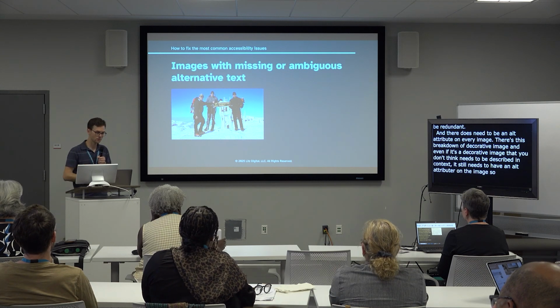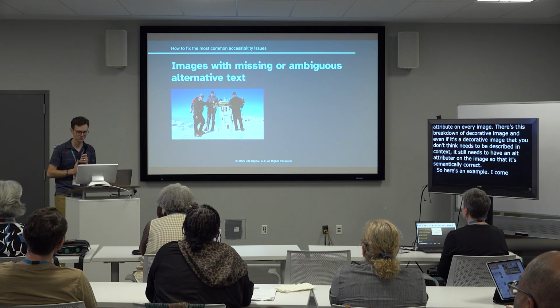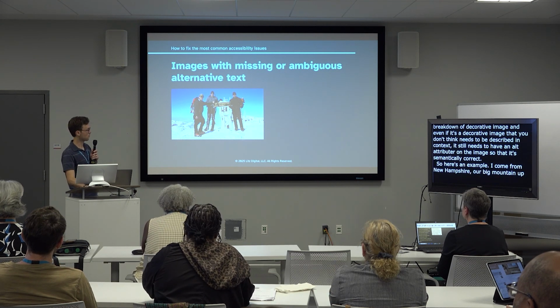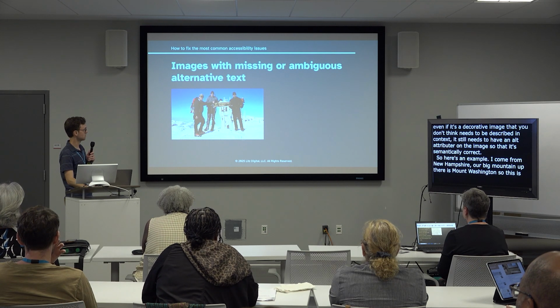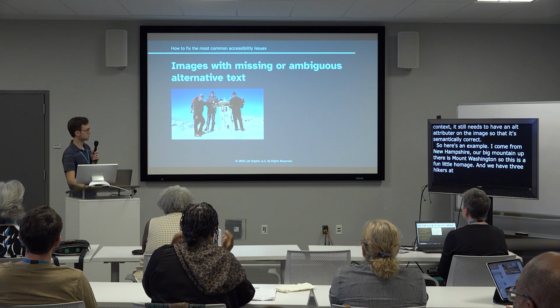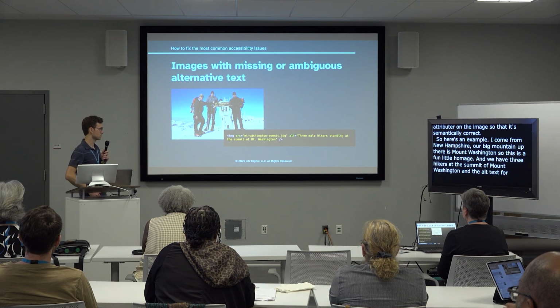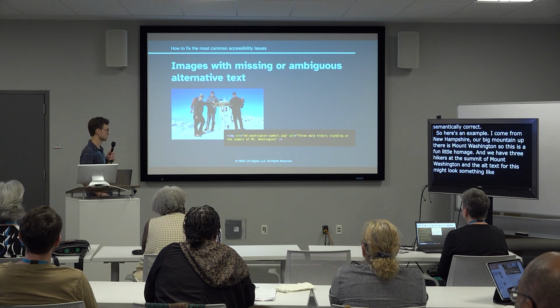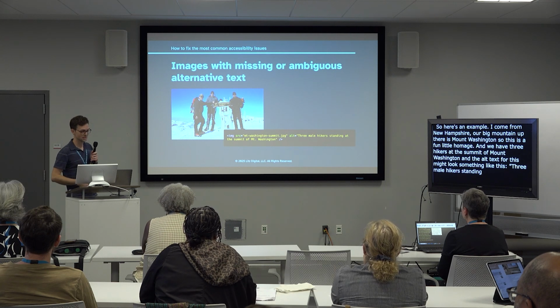So here's an example. I come from New Hampshire. Our big mountain up there is Mount Washington. So this is just a fun little homage. And we have 3 hikers in this image. So 3 male hikers at the summit of Mount Washington. And the alt text for this might look something like this: "3 male hikers standing on the summit of Mount Washington." So that's great. That's really descriptive of what's going on in this image.